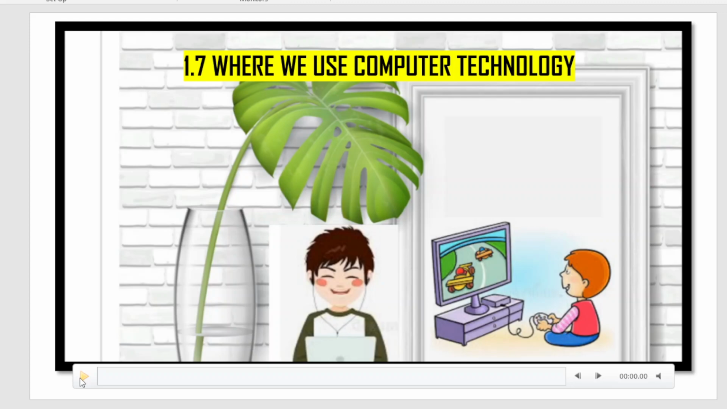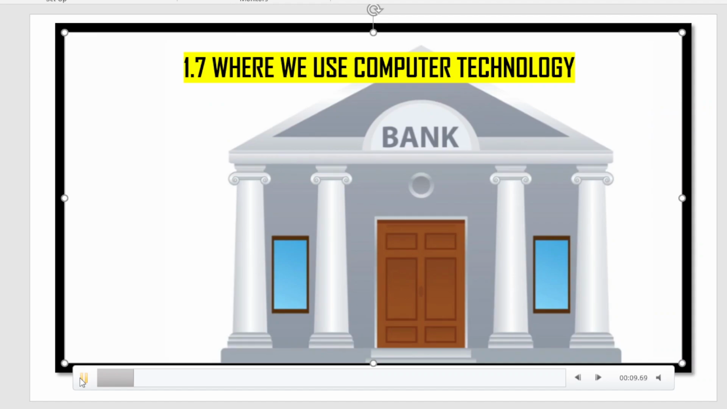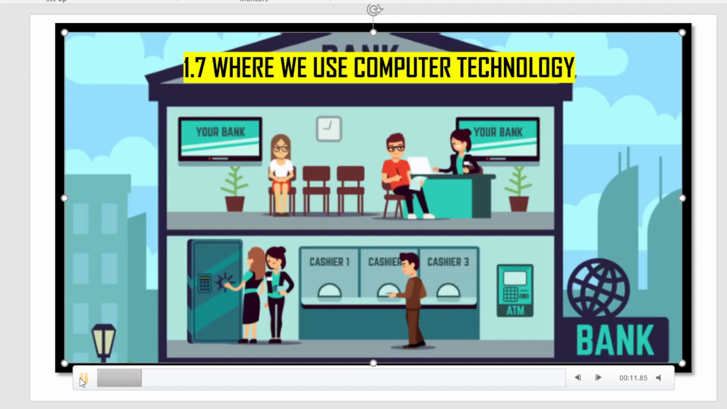Can you see these pictures? In a home, we use computers to study, listen to music, watch movies and play games in leisure time. In banks, computers are used to keep details of bank accounts and to withdraw money from ATMs. ATM is also a type of embedded system. It is based on the automatic teller machine.